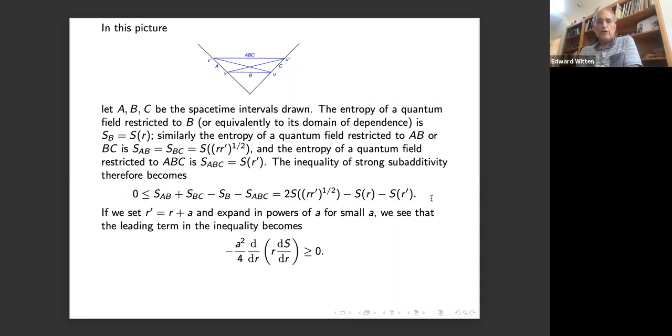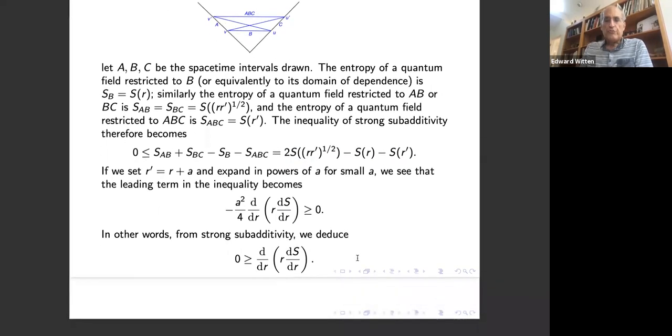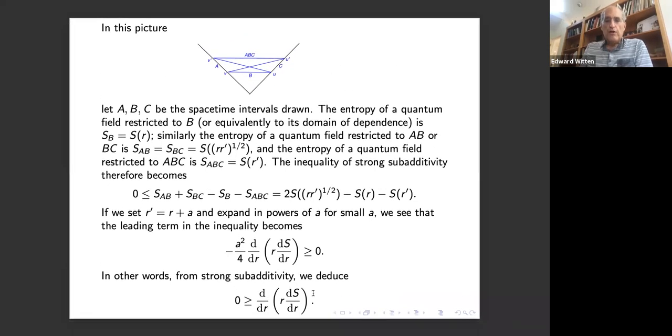Now, if you set R prime equal to R plus a, first of all, this will be 0 at a equals 0, and its derivative with respect to a is also 0. But you can take the second derivative. The second derivative is the first non-trivial term for small a. So for small a, the inequality becomes this one. In other words, from strong sub-additivity of entropy, we've deduced this inequality on the second derivative of the entropy.